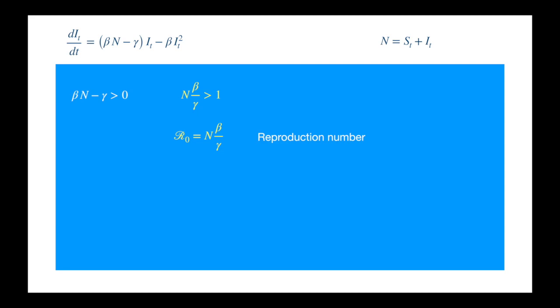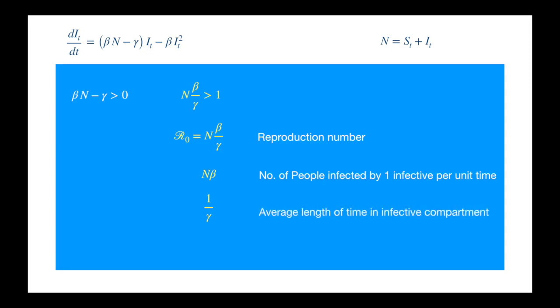We know n times beta really means the average number of people infected by one infective per unit time. And remember, the gamma represents the rate of flow from the infective compartment. So you can see 1 divided by gamma really represents the average time an infective spends in the infectious compartment. So the reproduction number is the number of secondary infections produced by one primary infective.